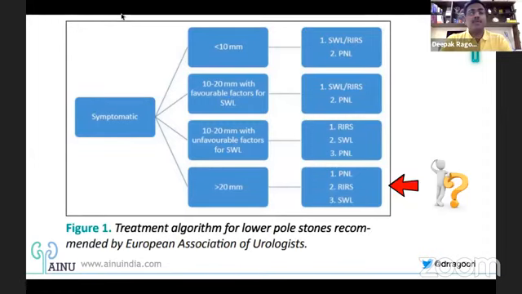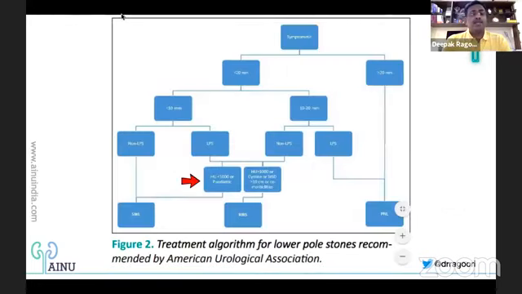The European school of thought is that for all the stones, like we saw in the guidelines, between 1 and 2 centimeters, it's a straightforward go for an RIRS. But if it's a more than 2 centimeter stone and an inferior calyceal stone, a lower pole stone, the first option still would be to do a PNL. But if the other factors are favorable for you, I'll come to what those are, you can still consider an RIRS.